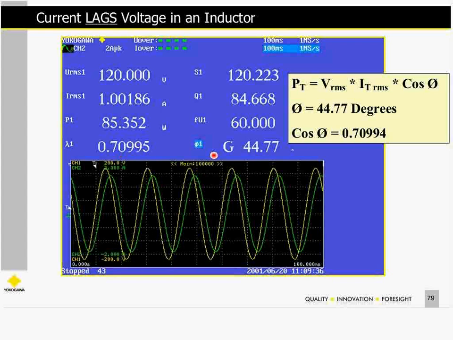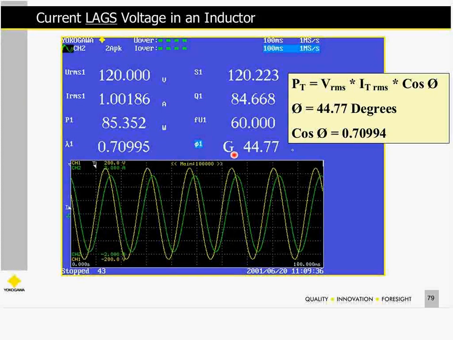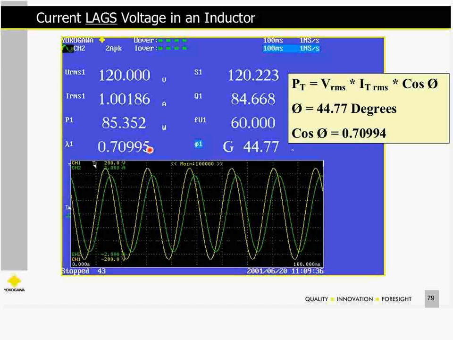And here I look at the phase angle. We'll use G because it is lagging. Lead and lag both start with L, so we use the last letter. So we're looking at G as lagging. And so if we got 44.77 degrees, we take the cosine of that angle, 0.70994. That's basically our power factor.